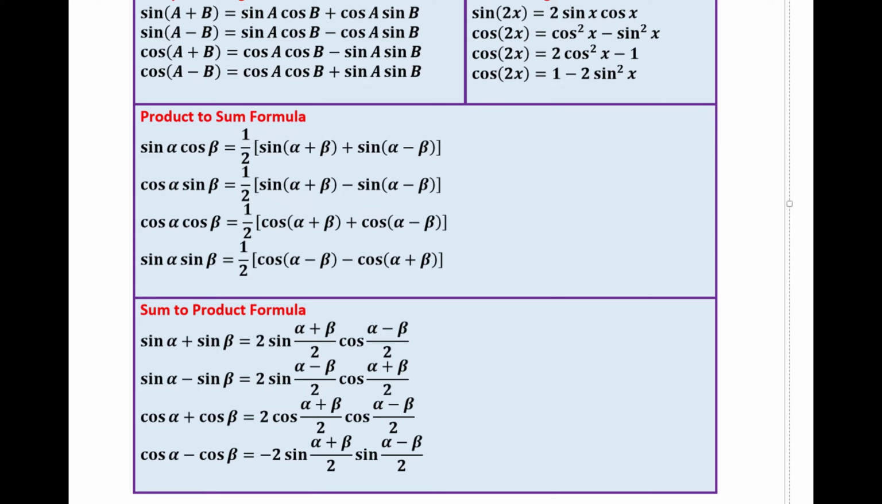Another important set of questions is to write these compound angle formulas from sum to product. So we say sine alpha plus sine beta is equal to what? Well, that is equal to 2 times sine of (alpha plus beta) over 2 times cos of (alpha minus beta) over 2. Similarly, we could derive the formulas for sine alpha minus sine beta, cos alpha plus cos beta, and cos alpha minus cos beta. Now these are very important formulas.